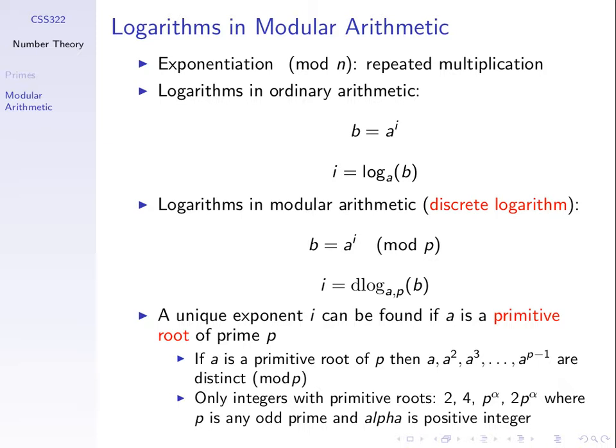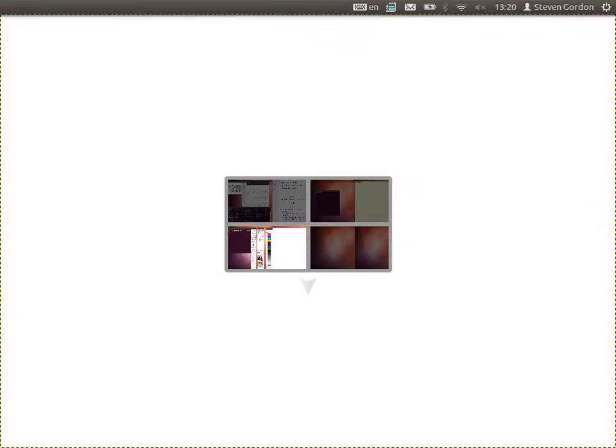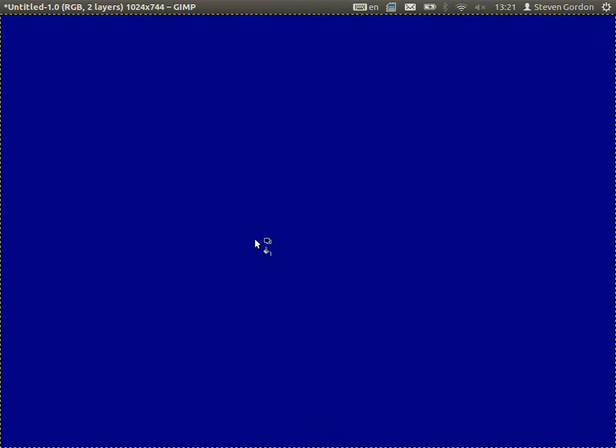Let's go through an example to show that. Let's say we use a value of p equal to 7, so our modulus is 7. To keep a simple example, for all this, P equals 7. Let's consider different values of A.